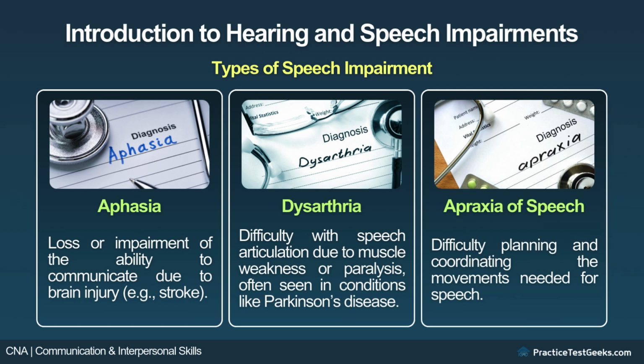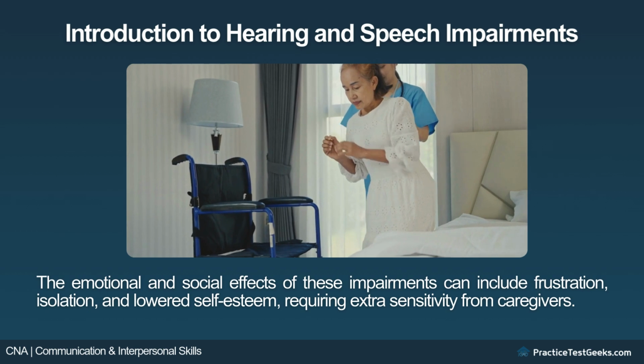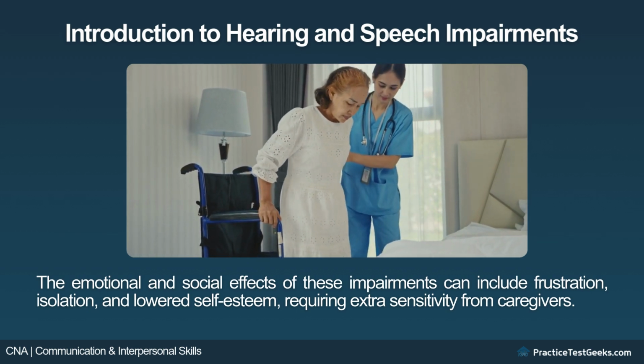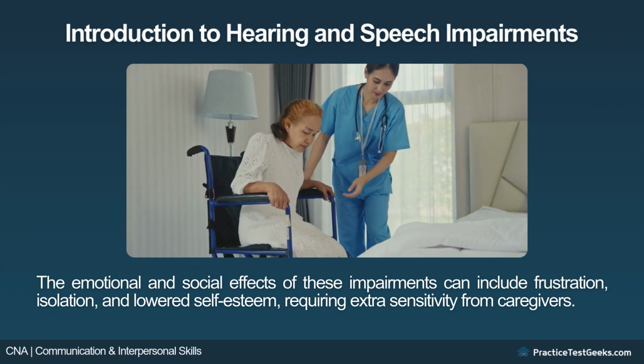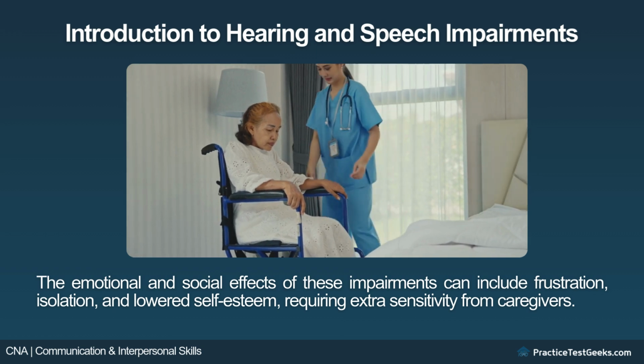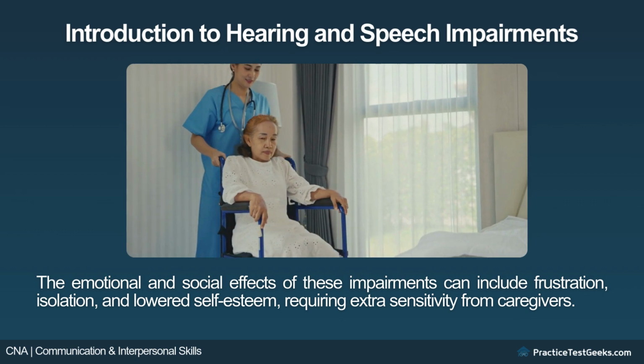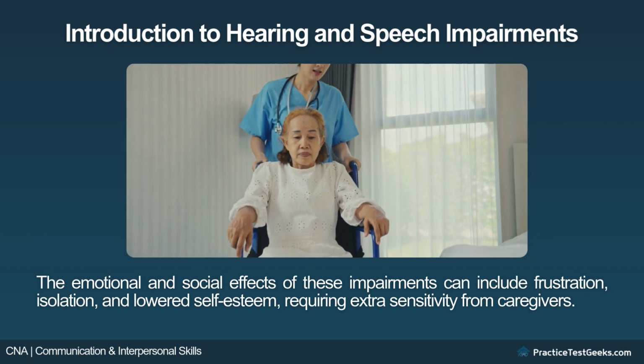Both hearing and speech impairments significantly affect a person's ability to understand spoken words, express themselves clearly, and engage in social interaction. Beyond communication, the emotional and social effects can be profound. People may experience frustration, isolation, or lowered self-esteem, making it essential for caregivers to respond with patience, empathy, and sensitivity. In summary, understanding the different types of hearing and speech impairments, along with their impact on communication and emotional well-being, equips caregivers to provide more compassionate and effective support.